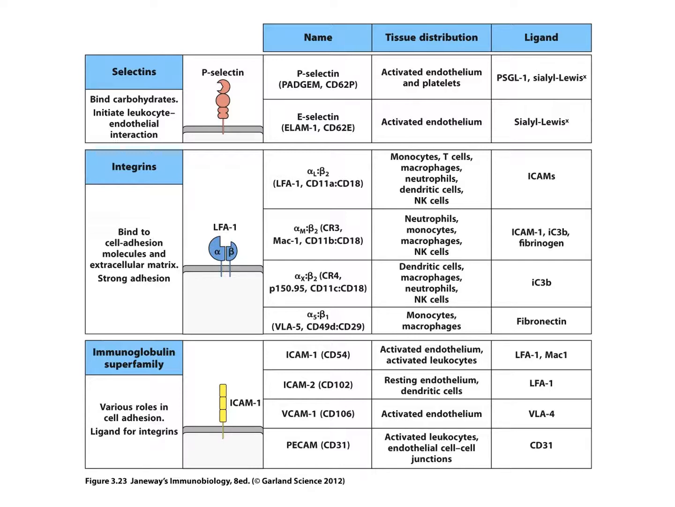If you look at the selectins, P-selectin, E-selectin, overall, the selectins, their job is to bind carbohydrates on the surface of our white blood cells. They start the interaction between the flowing leukocyte and the endothelial cells lining the blood vessel. Because before this, the white blood cells and the endothelium have no interaction. They do not respond to each other.